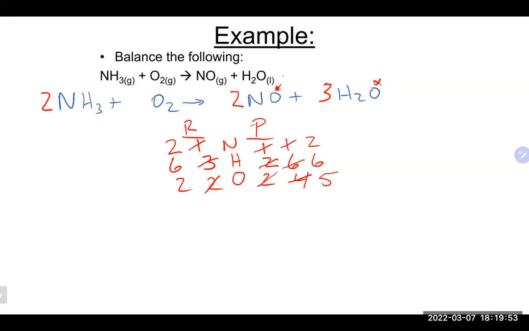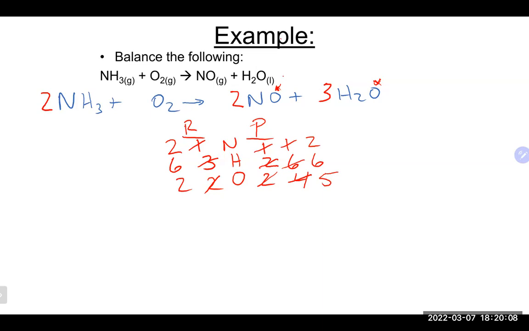Any questions up to this point? At this point, we clearly have laid out numbers into each spot except for the oxygen on the left. So that is probably where we want to go. We need to somehow turn the 2 into a 5.